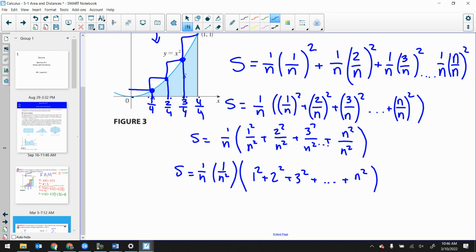Now, I can multiply in the beginning here and say S is equal to 1 over n to the third, and then we have this sum. Now, the book does a fancy thing. It assumes that you know what that sum is. I'm guessing you guys don't know what that sum is equivalent to. I actually had to look it up when I was learning this last year. You want to know what that sum is actually equivalent to? n times n plus 1 times 2n plus 1 all over 6.